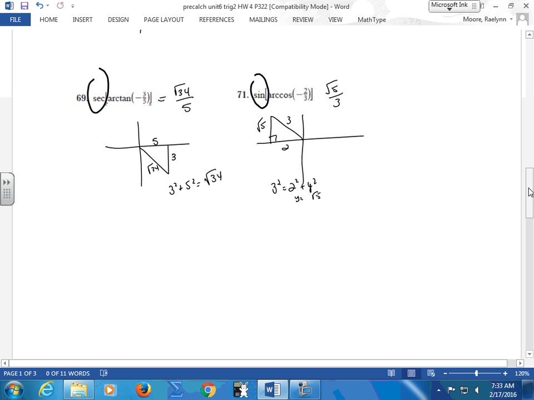This one says, find me where this tangent is restricted when it's negative. Tangent is restricted to 1 and 4. Can't be 1, so it's got to be 4. So I only want the secant. I don't want the angle.